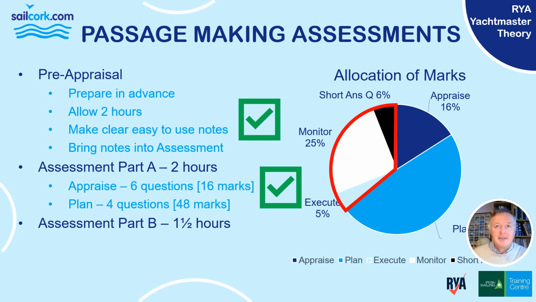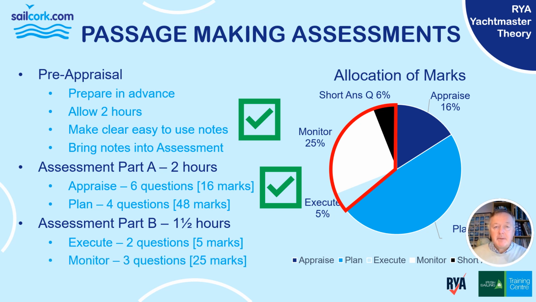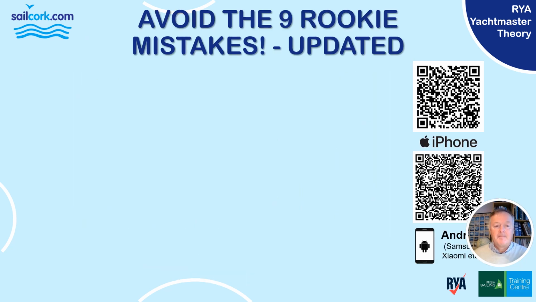There are 3 elements. There's the execute, 5 marks, monitor, which is the bigger element, and 1 question in particular dominates that. And then there's 5 very quick short answer questions. You should be able to rattle them off the top of your head. But they're easy marks, so make sure you allocate a bit of time towards the end. They need only about 10 minutes, but it's really important you allocate time for those, because they're the easiest 5 marks in the whole thing, or the easiest 6 marks in the whole thing.